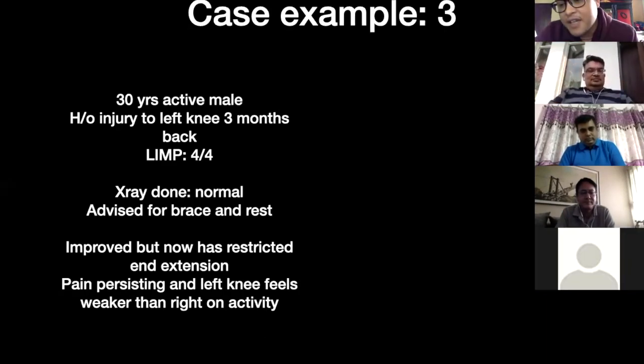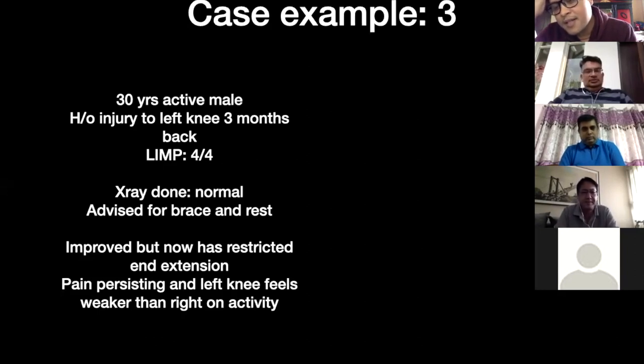He had a significant injury with limp 4x4 3 months back. X-ray was done and it was said normal. He was managed conservatively. He is improved from that time, but pain is still persisting. He cannot extend the knee fully and it has been 3 months. Now, what about his examination?